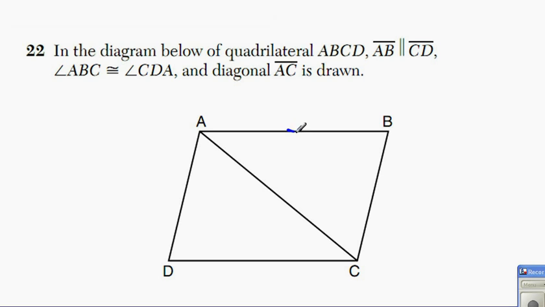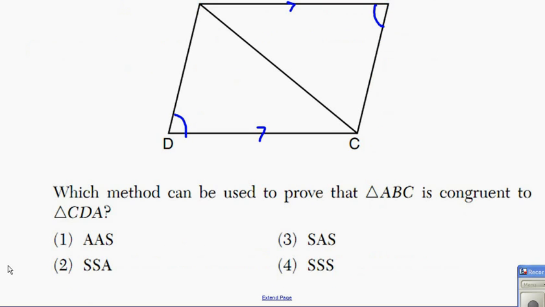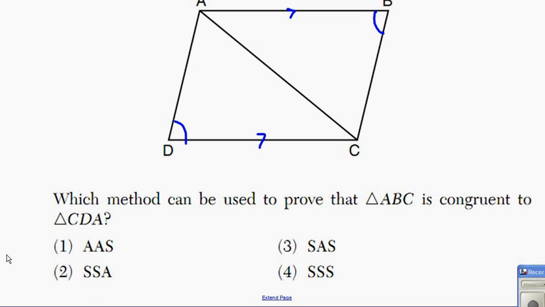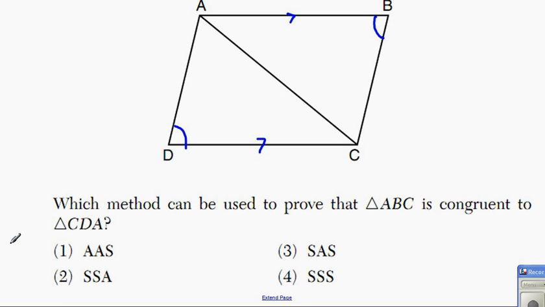AB is parallel to CD. Then angle ABC is congruent to angle CDA, right here. Now, the question is this: how can we prove that these two are congruent?